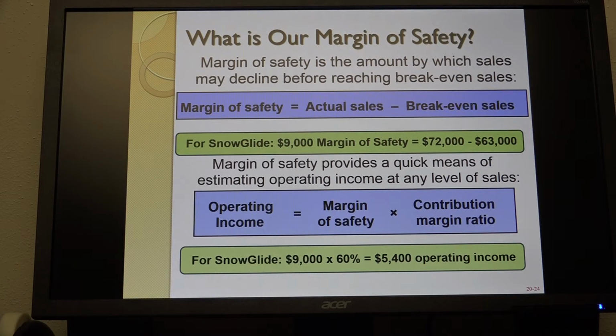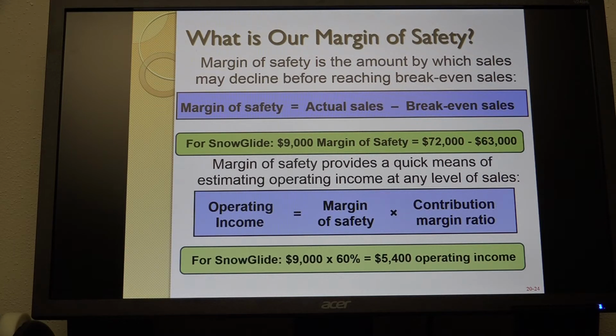Margin of safety, not really all that big of a deal. It's simply the amount by which actual sales is in excess of break-even sales. So if break even is 10,000 and your actual sales are 12,000, you have a margin of safety of 2,000. Now you could do that again per unit or dollar amount. And so as they indicate here, margin of safety provides a quick means of estimating operating income at any level of sales.